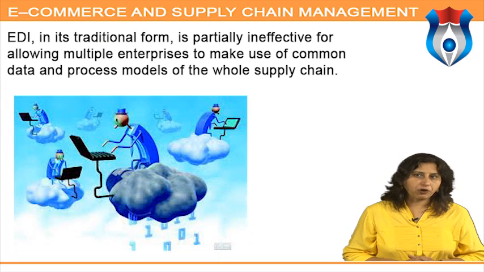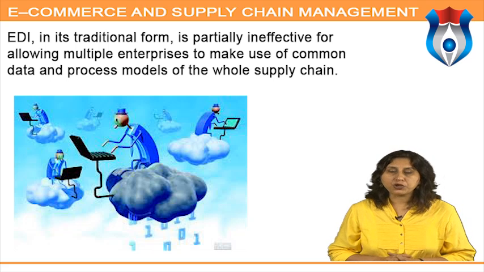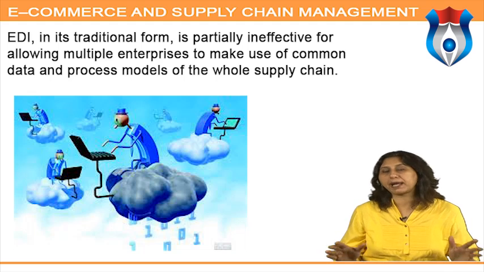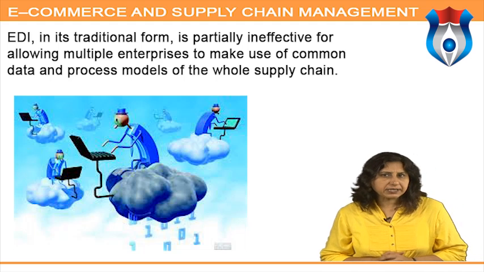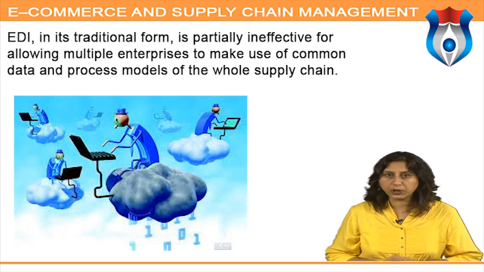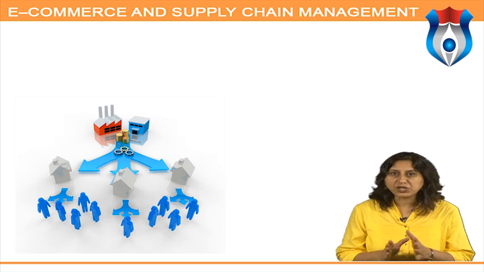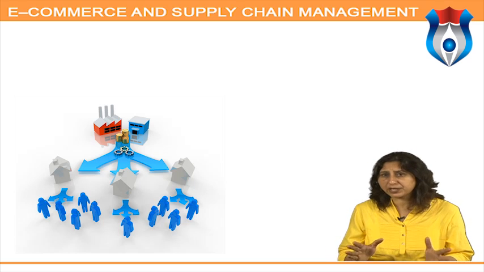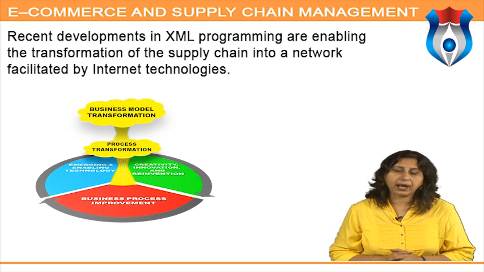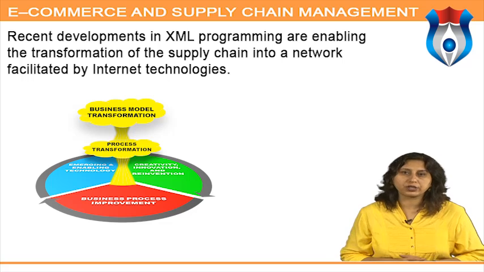EDI in its traditional form is partially ineffective for allowing multiple enterprises to make use of common data and process models of the whole supply chain. It offers limited functionality and is problematic because it has not been standardized worldwide. EDI data is usually exchanged in batch fashion, which makes it complicated to handle exceptions. Recent developments in XML programming are enabling integration into a network facilitated by internet technologies.